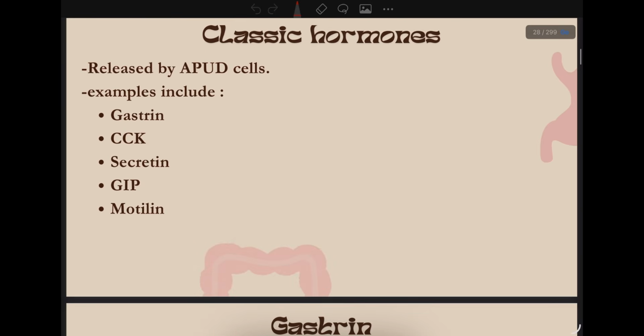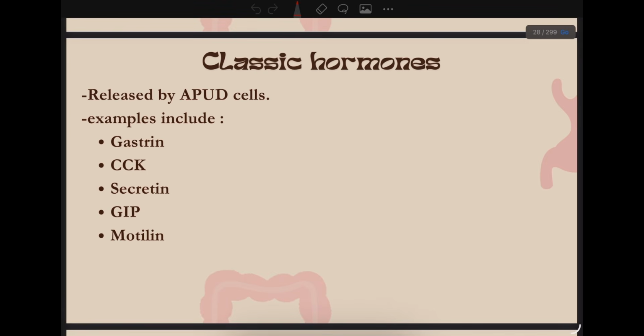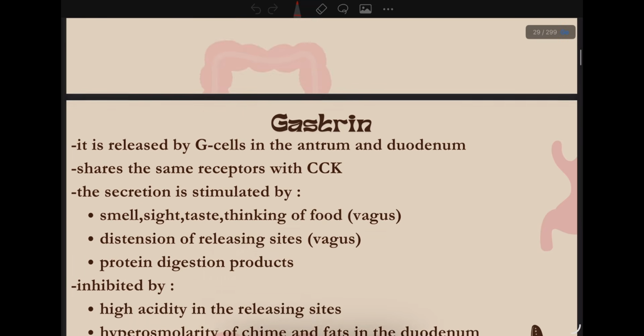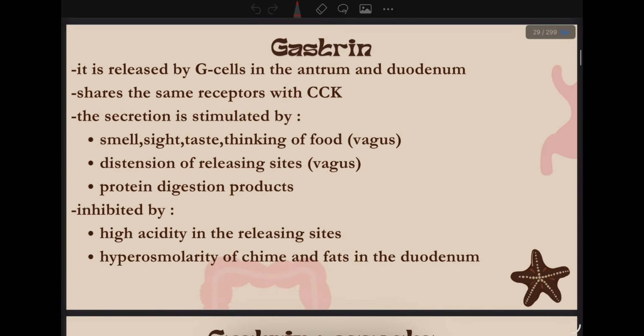So we have these classic hormones, as we said. You should also know they are released by APUD cells. They are basically cells responsible for these hormones. And what are the examples? Gastrin, CCK, secretin, GIP, motilin. We will talk about each of them now in detail. By the way, this lecture is heavy in memorization. I will try my best to help you with it, but please know that you will have to memorize quite a lot, okay? Now, before we go to gastrin, I want to set up a few rules with you guys.